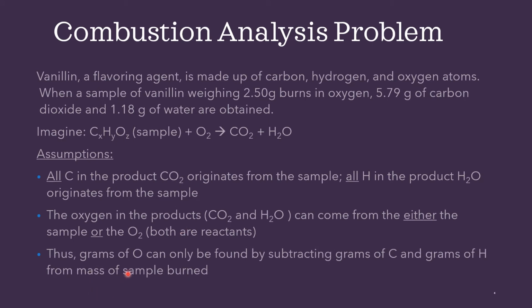That clever way, which we're going to put into action with our vanillin problem, is that we can find the grams of oxygen by subtracting grams of carbon and hydrogen from the mass of the sample that we burned. This is going to make more sense when we put it to work in the problem.